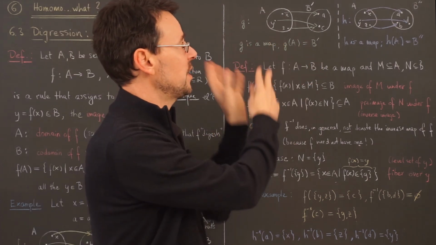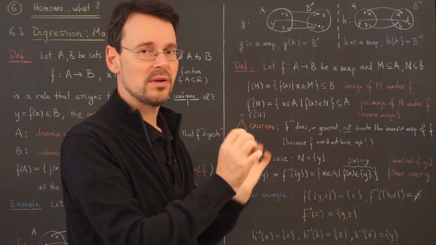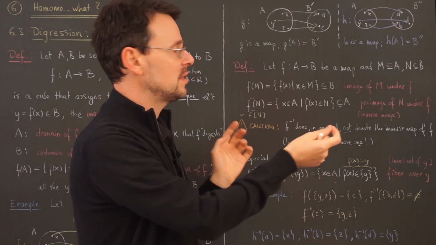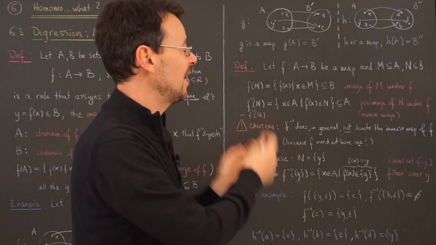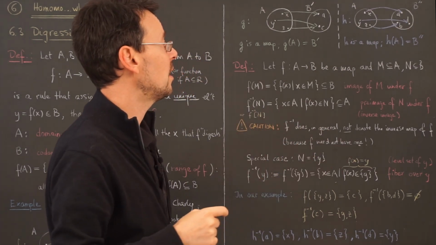So you can always change the domain or the codomain. That's why it's very important to always give this information. You can't simply say, well, F is a map. You always have to specify what the domain and codomain are.